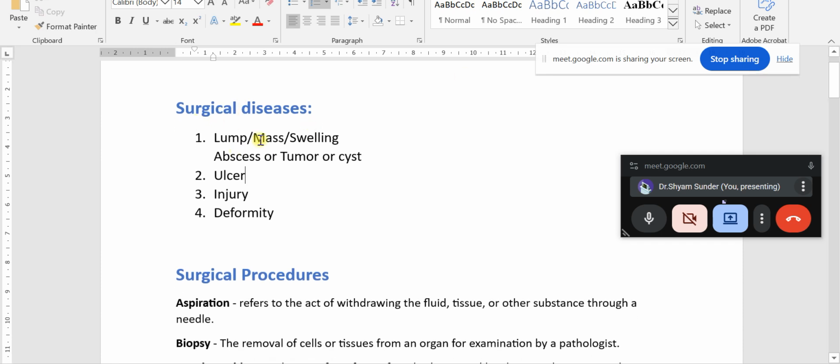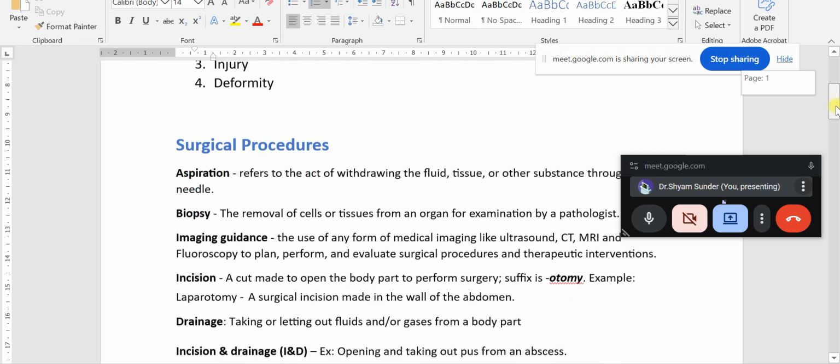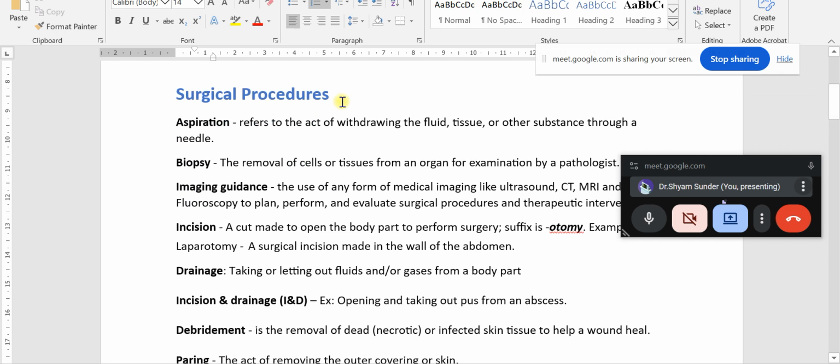Throughout CPT, you're going to find surgeries done for these diseases. Very important. Before you start coding for surgeries, you must look at why surgery is being done. That's important. Now coming to the actual surgical procedures.